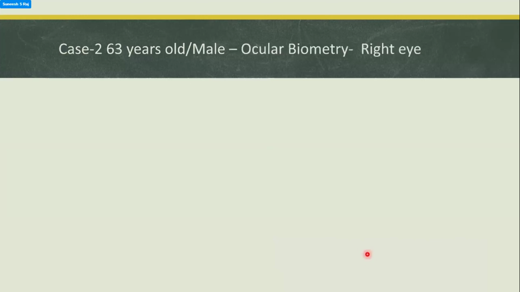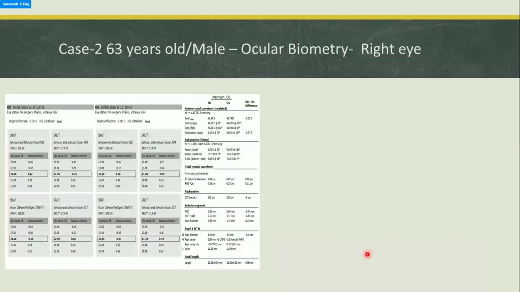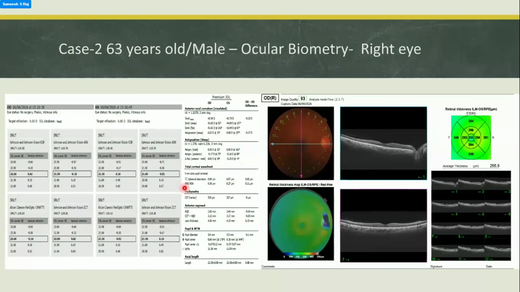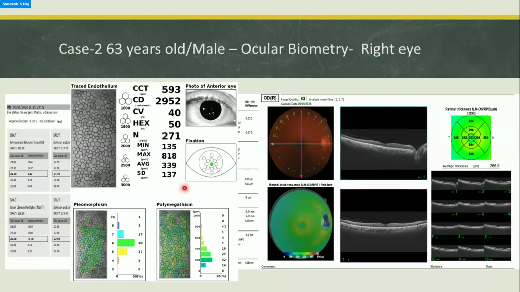This patient had right eye surgery, and he has minimal cylindrical power, so toric lenses were not advised, and he underwent EDOF lenses. His retina is fine, his OCT is fine, and the corneal integrity is also fine.